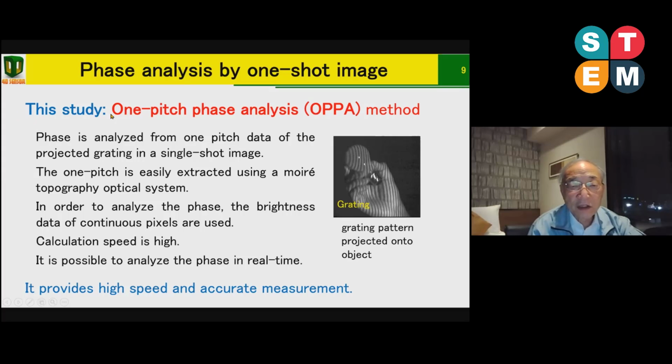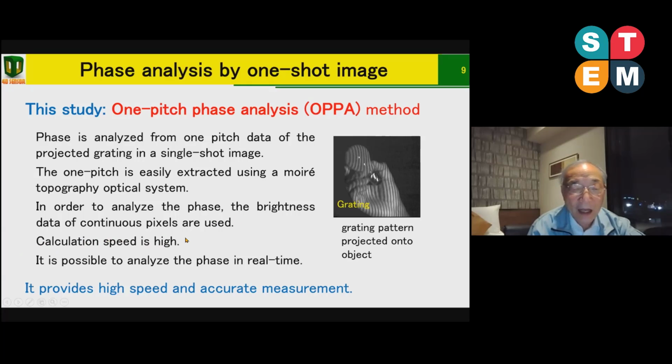In this study, we introduced the one pitch phase analysis method, the OPPA method. Phase is analyzed from one pitch of data of the projected grating in a single shot image. The one pitch is easily extracted using a moiré topography optical system. In order to analyze the phase, the brightness data of continuous pixels are used.